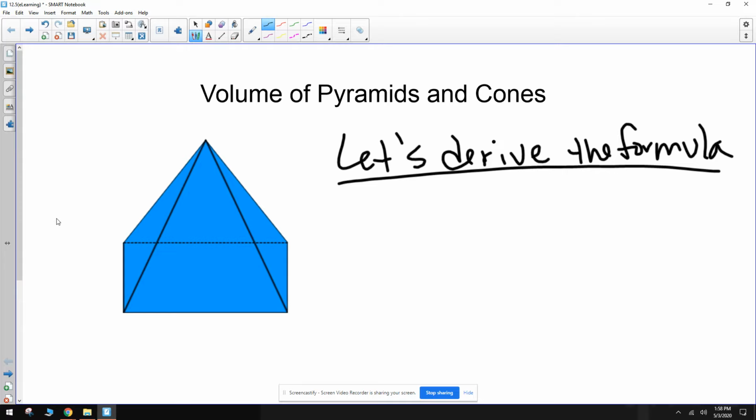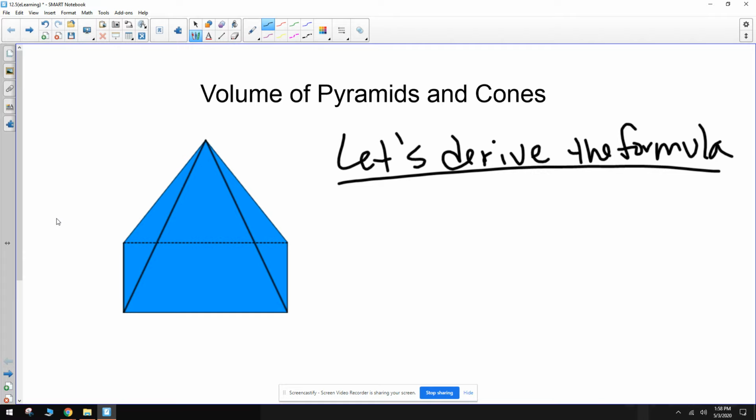Hi, today we're going to do volume of pyramids and cones. Remember, if I go too fast, feel free to pause the video. You want to draw the diagrams down. If you did not watch the demonstration video, I'd like you to pause this video and go back and watch that. Otherwise, when I start to derive the formulas, you're going to be really confused.